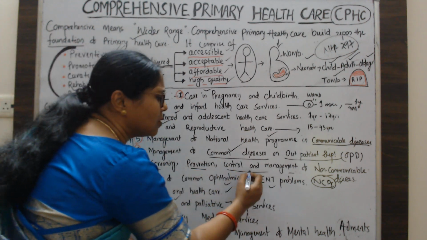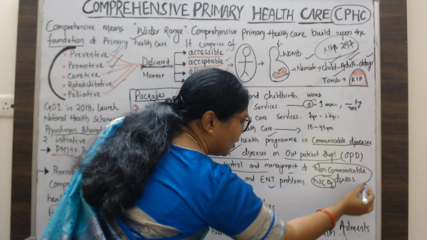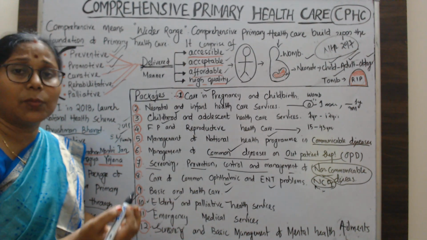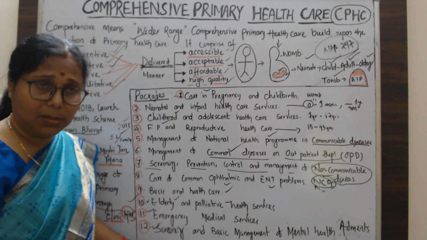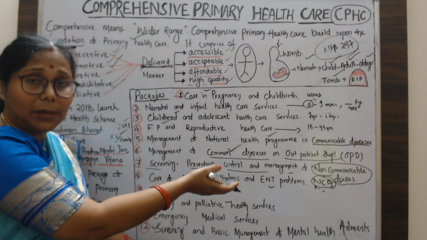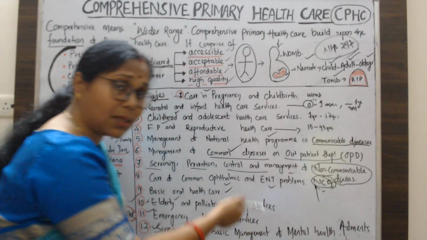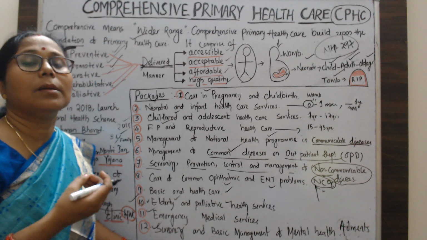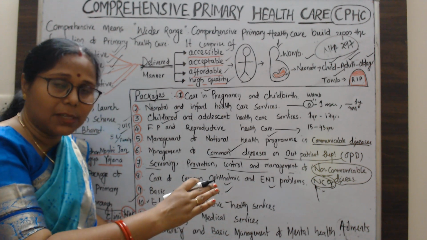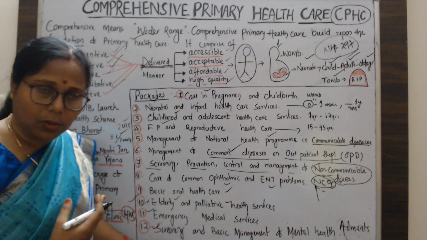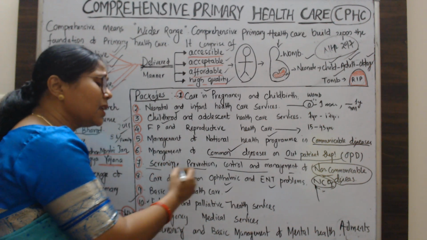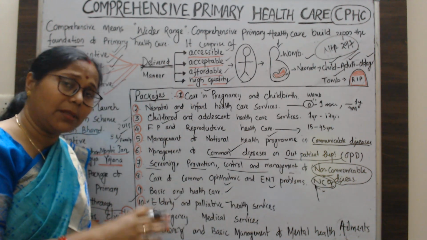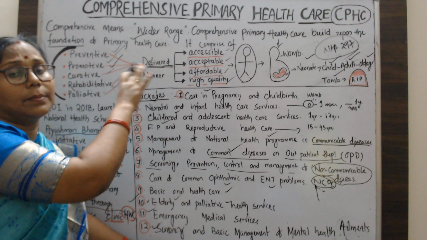Seventh, screening, prevention, control, and management of non-communicable diseases. We are calling it NCD. That is cancer, diabetes mellitus, cardiovascular disease, respiratory disease. Nowadays, people suffer much more with these NCD diseases. So if proper screening and proper diagnosis take place at the primary level, the disease can be kept under control. So proper screening, prevention, control and management of non-communicable disease also comes under comprehensive primary health care.